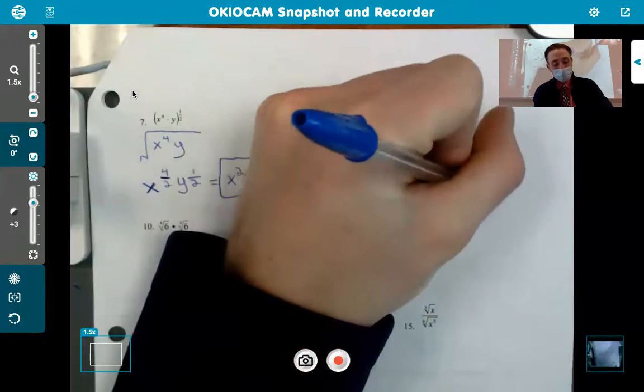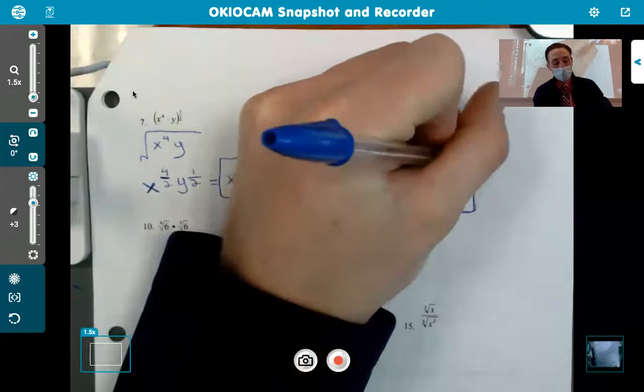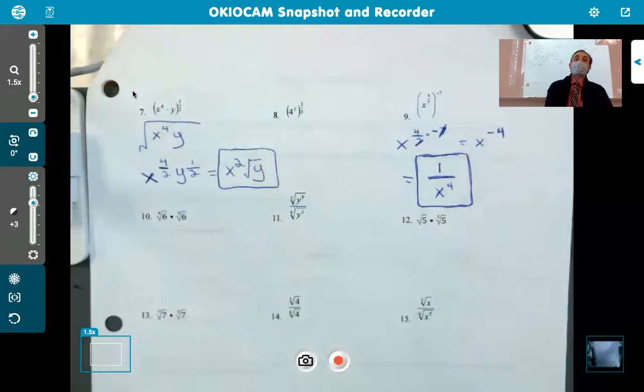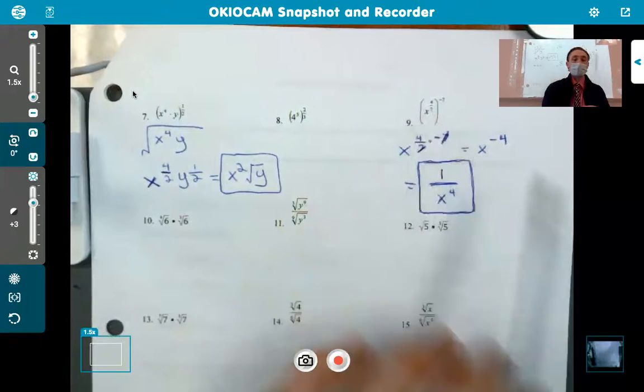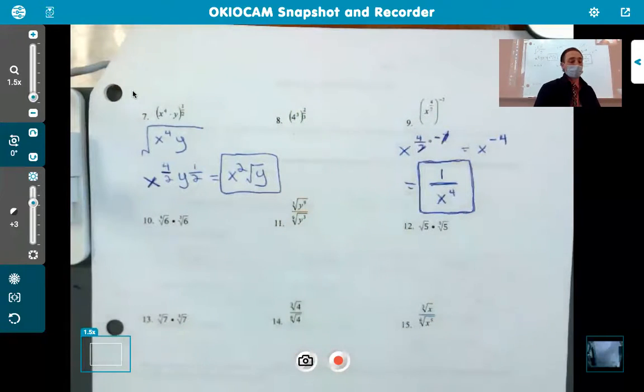Again, something that you might not see on a test or quiz, but it's a good refresher for us to understand our exponent rules and make sure we really know that everything that we do here can be applied to our radical expressions as well.